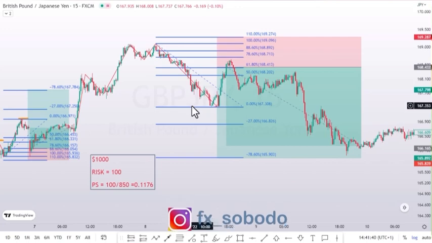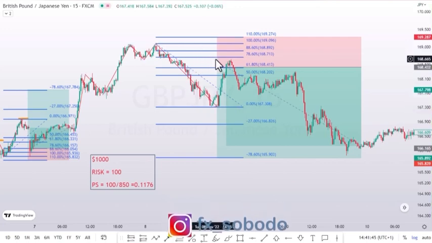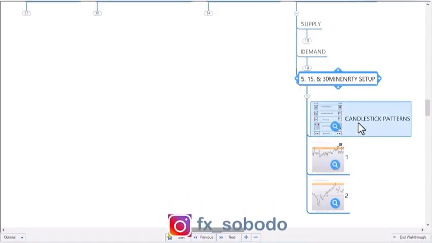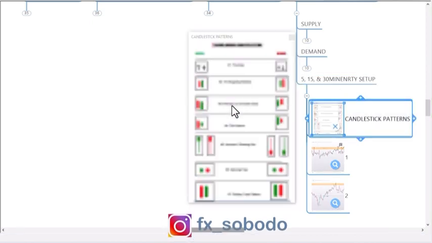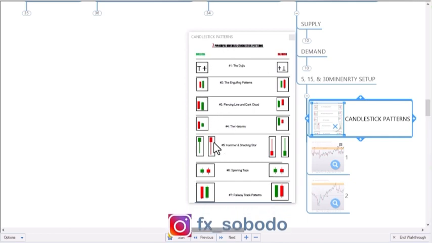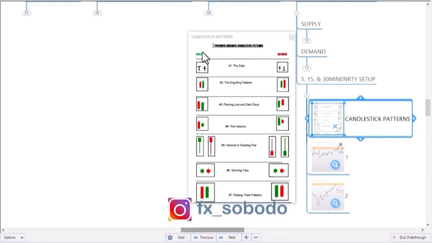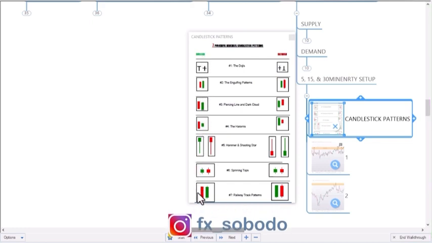Secondly, we said when price comes to those levels, you also look for some candlestick pattern formation, some reversal candlestick pattern. Okay, like here, as you can see, these are 7 powerful reversal candlestick patterns. If you are looking to go long, these are the bullish candlestick patterns you should be looking for.